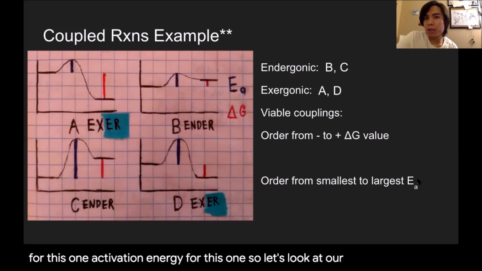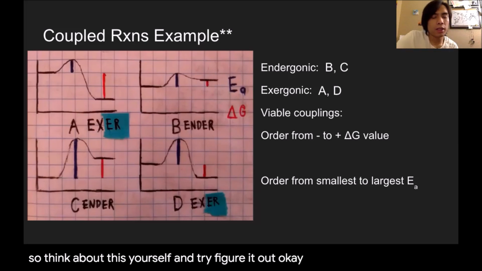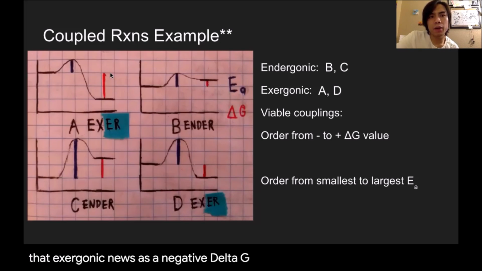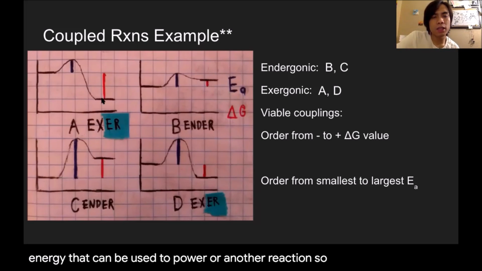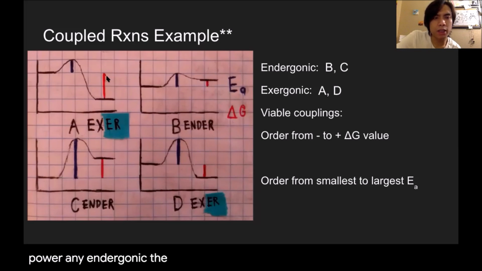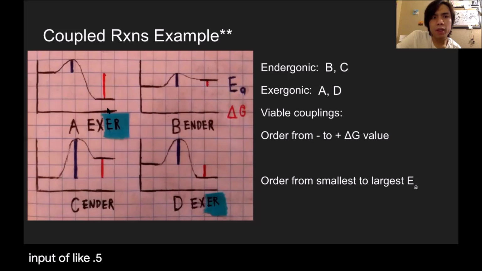So let's look at our coupled reactions. Think about this yourself and try to figure it out. Okay, let's get to it. We have this exergonic reaction, meaning it has a negative delta G value, and it gives off this amount of energy that can be used to power another reaction. So let's see if we can power any endergonic reactions. We have a value of 2 here, and for endergonic, we have 2 over here. We see that this one needs an input of 1.5, and this one needs an input of about 0.5. So you could pair A with either one of them.